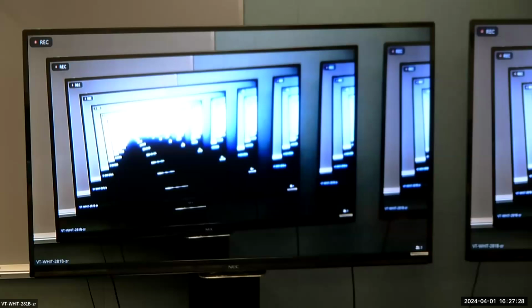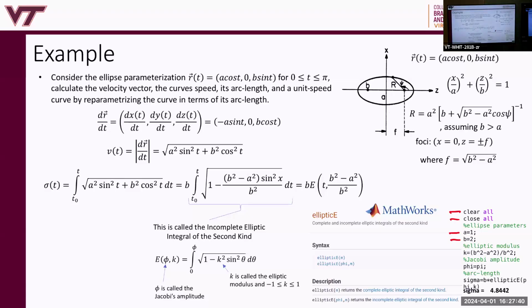All right, anyway, here, clear all, close all. That's just to give a brand new MATLAB session, which is clean and clear. Ellipse parameters, we're choosing A equal to 1, B equal to 2. A equal to 1, B equal to 2 are the parameters of the ellipse.